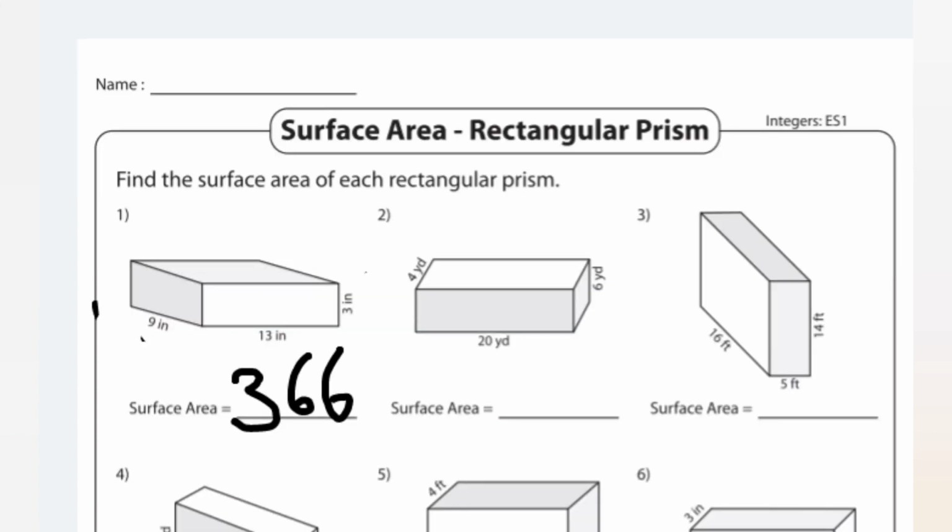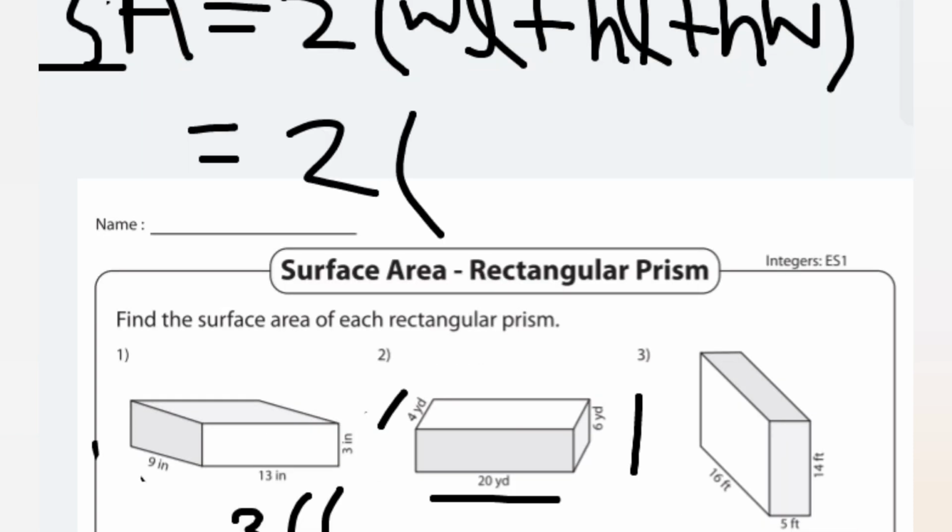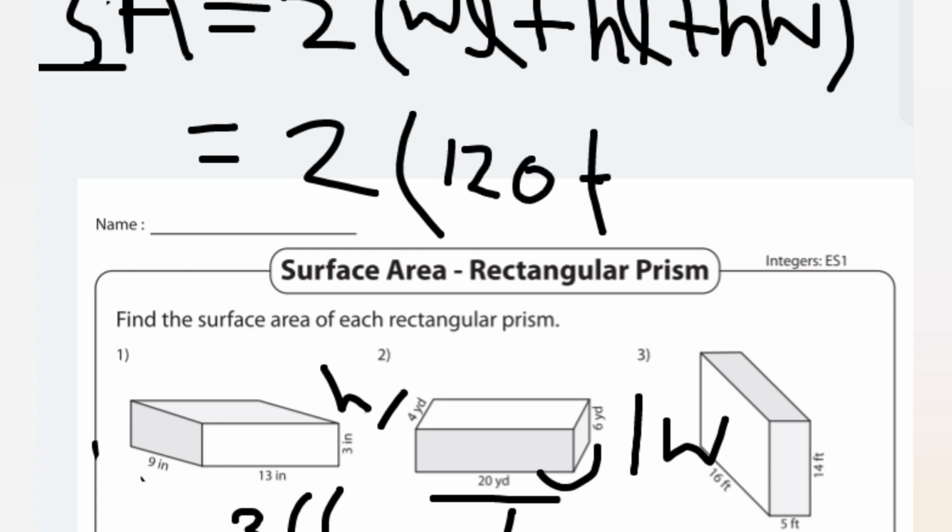Our next question is this one. This one is our length, this one is our width, and this one is our height. So we'll just need to write over there. So 2 into length times width. So length is this one, width is this one, and this one is our height. If I multiply 20 with 6, we got 120. So I will write 120 plus height times length.